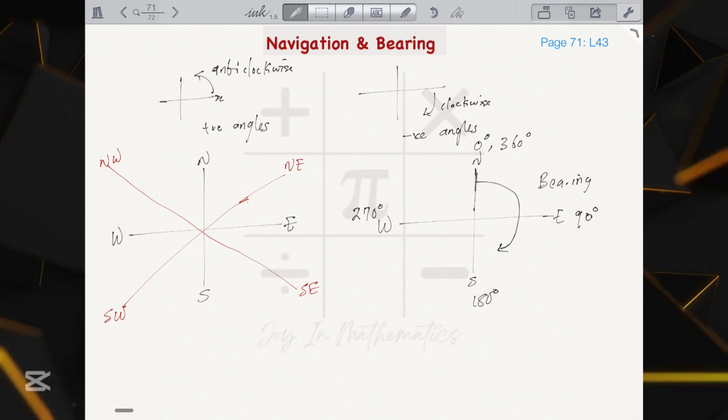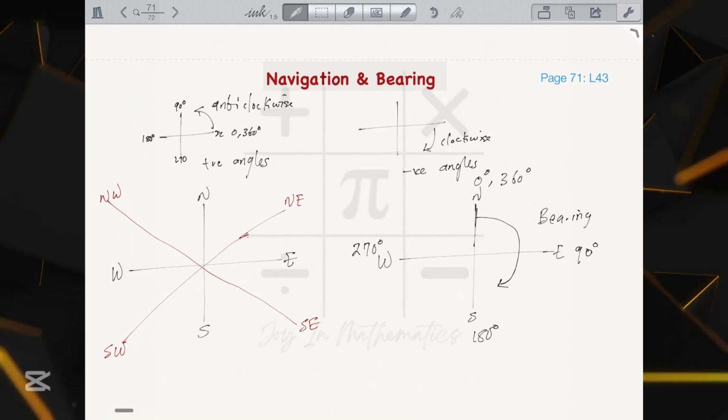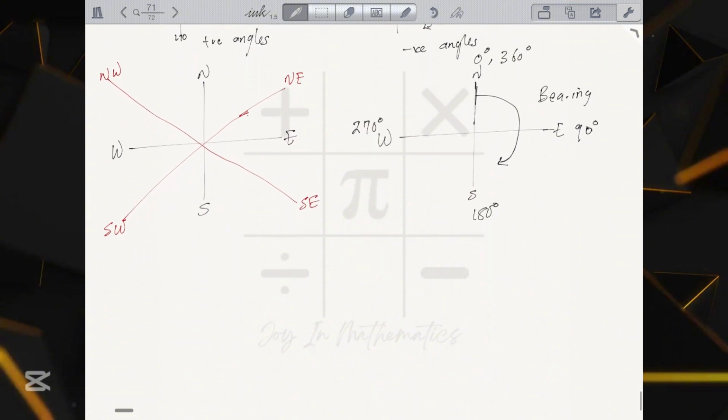However, remember that angles start from 0, go to 90, then to 180, 270 and 360 degrees. This is for our angles. Our bearing is totally different. The bearing, as we write again, starts from the north and moves in a clockwise direction from 0 degrees to 90 degrees to 180 degrees to 270 degrees and down to 360 degrees.